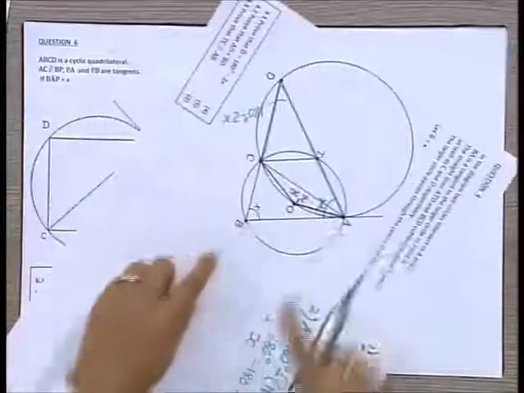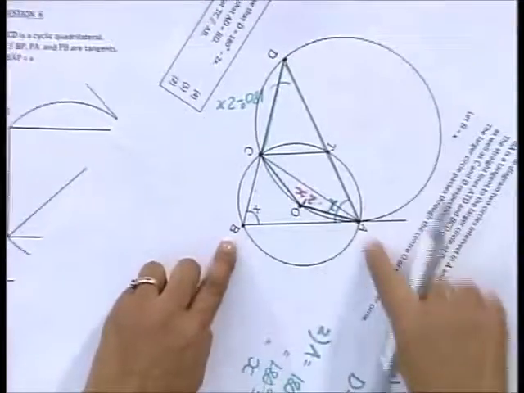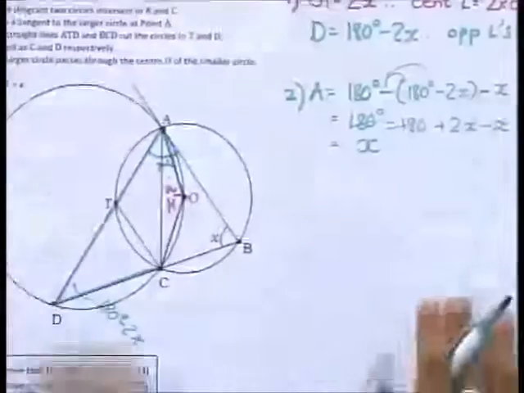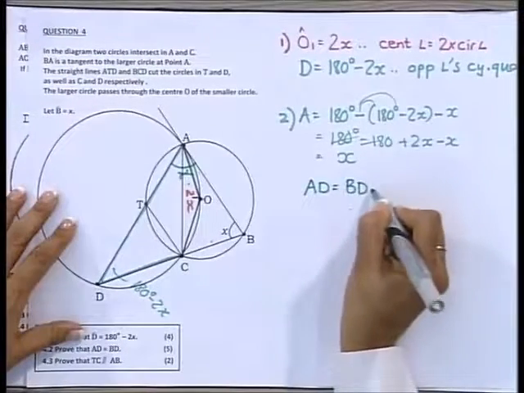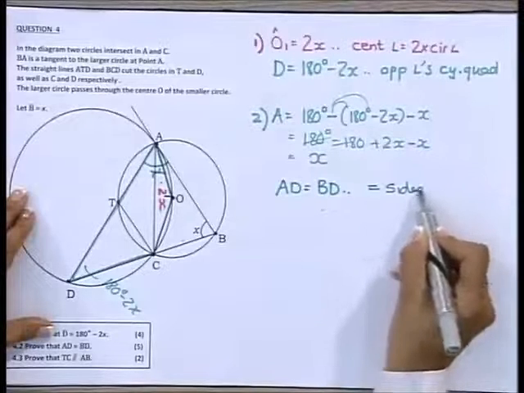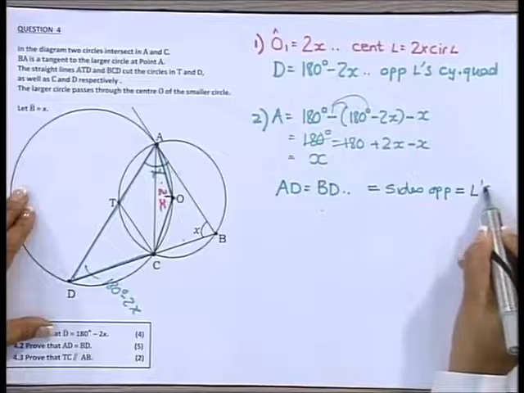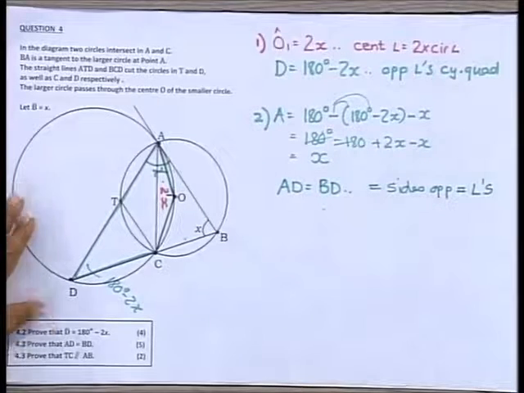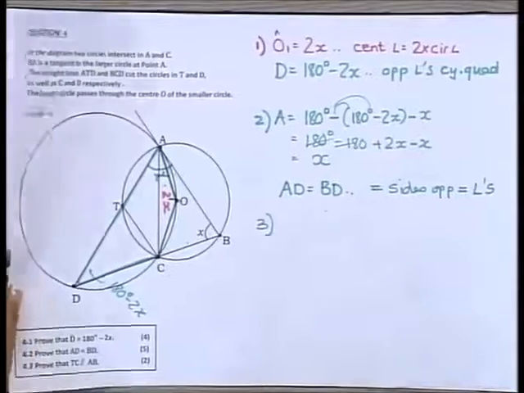Oh my goodness. Your base angles are equal. So BD must be equal to AD. So you're going to say thus AD is equal to BD. And your reason here is equal sides or sides opposite equal angles. Sides opposite equal angles.